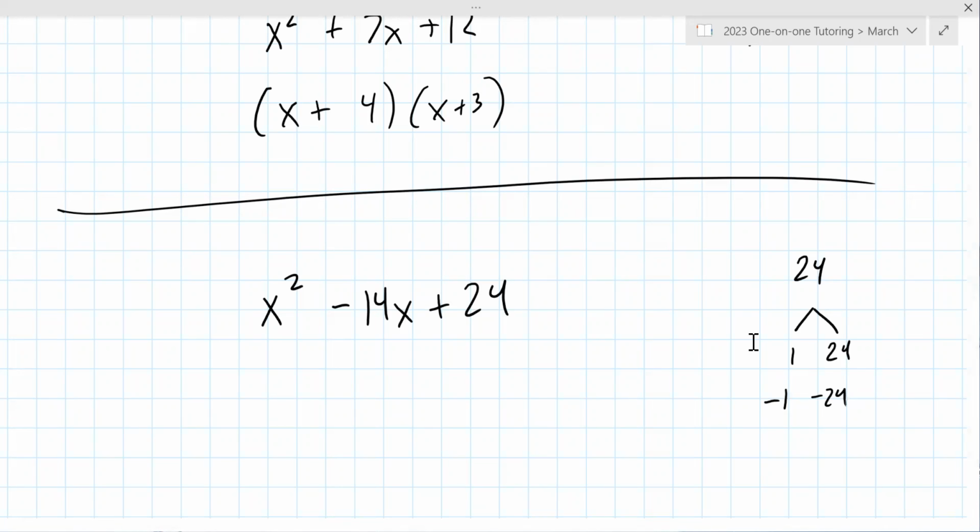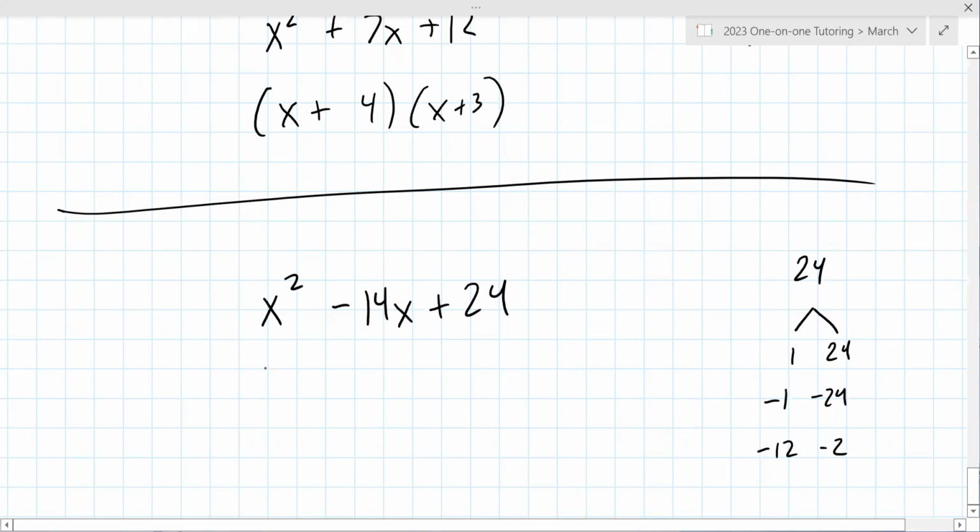So we're going to find two numbers that work. What's the one that works here? Is it 12 and 2? -12 and -2. Yeah, -12, -2. Okay, very good.